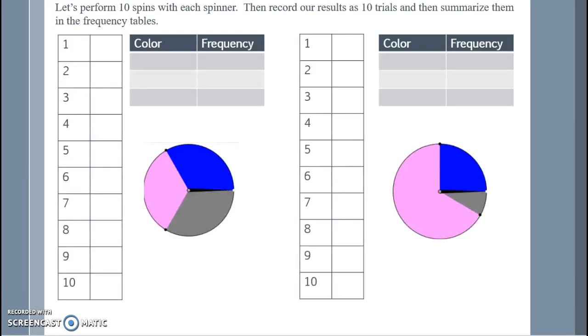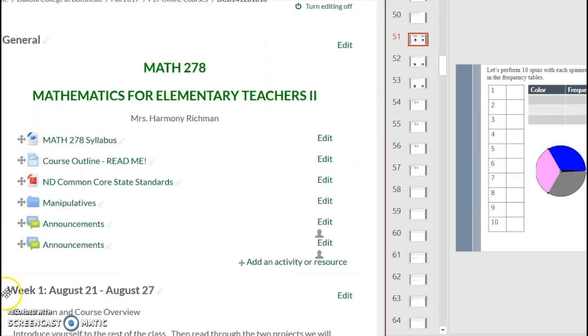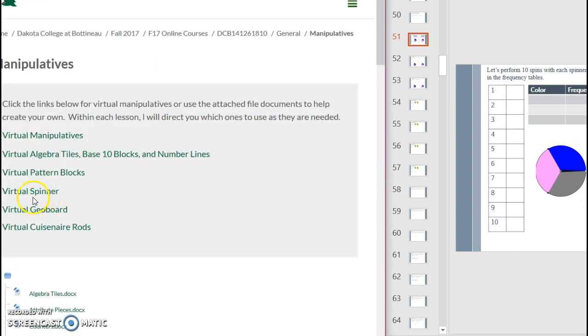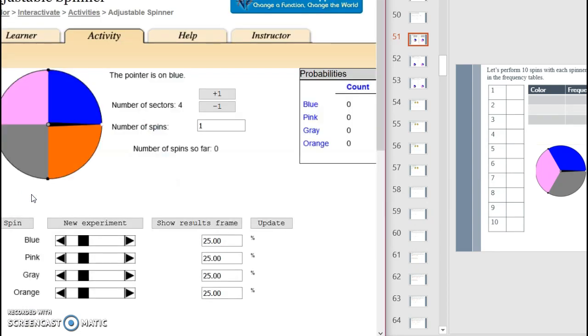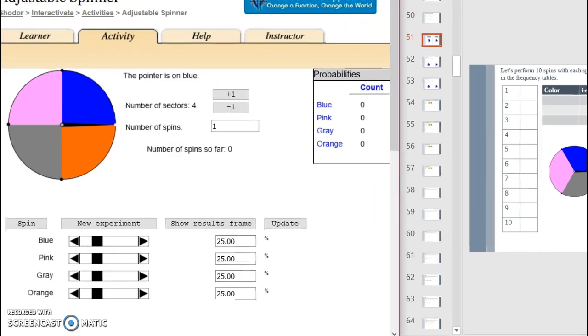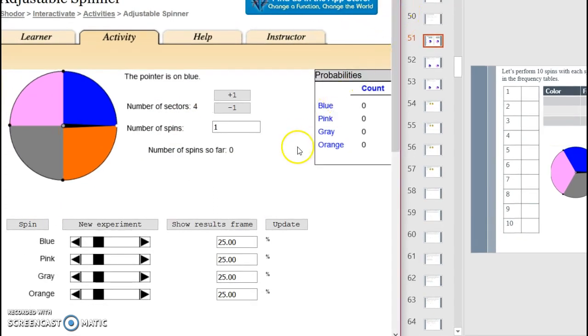Let's perform 10 spins with each spinner, then record our results as 10 trials and then summarize them in the frequency tables. So in our course, I tried to split my screen here a little bit for you. In our course, when we click on manipulatives, I'm going to show you which particular spinner. I clicked on virtual spinner here, which brings me into this spinner. Which is a really fun spinner to use actually.